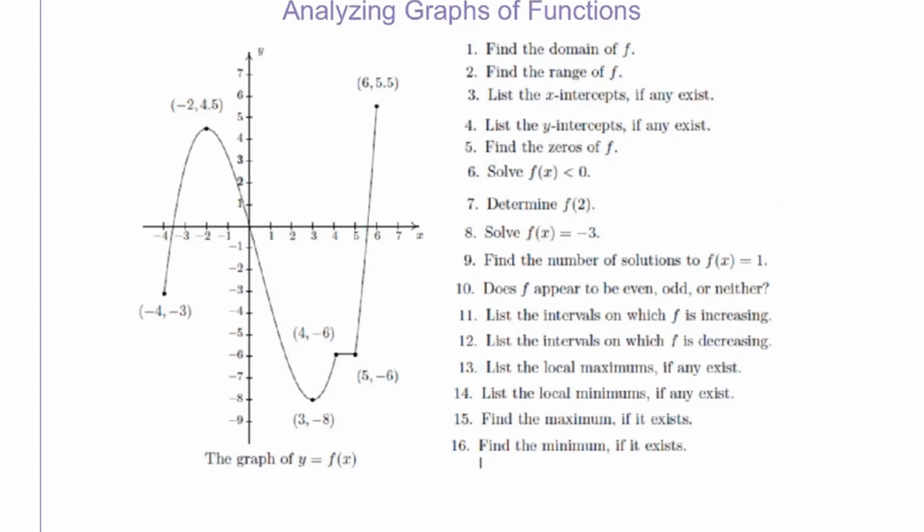For number 10, according to this graph, is it even, odd, or neither? As we know, even functions are symmetric across the y-axis. Odd functions are symmetric across the origin. This graph is not symmetric across the y-axis and not across the origin, so it's neither.